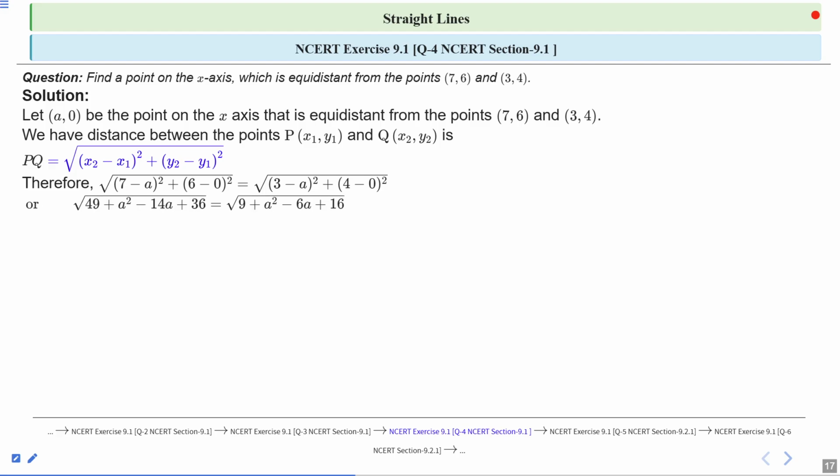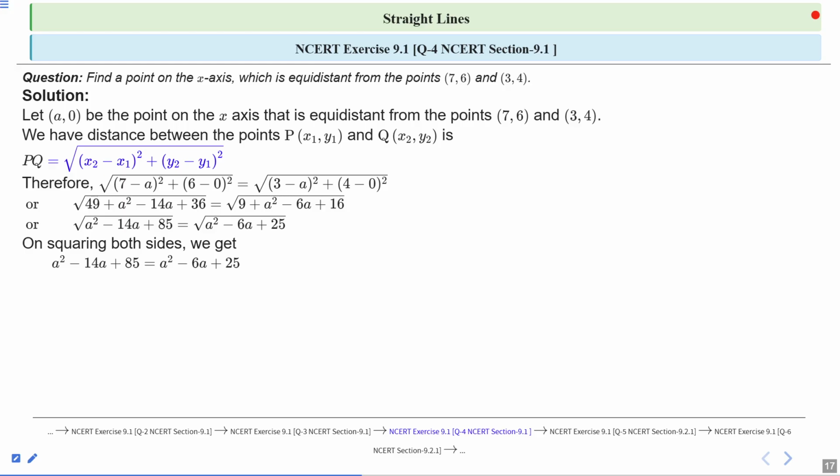So you will get square root of 49 plus a square minus 14a plus 36, equal to square root of 9 plus a square minus 6a plus 16. So what you will get is square root of a square minus 14a plus 85 equal to square root of a square minus 6a plus 25. Squaring both sides, we get a square minus 14a plus 85 equal to a square minus 6a plus 25.